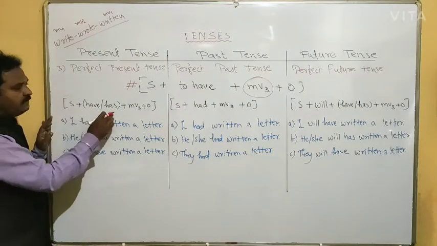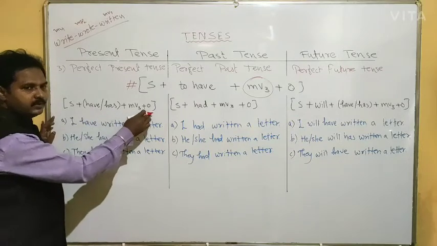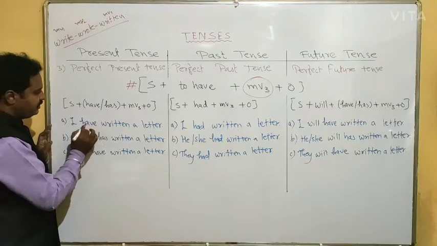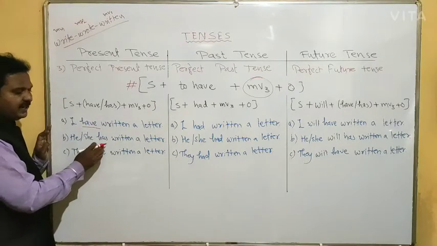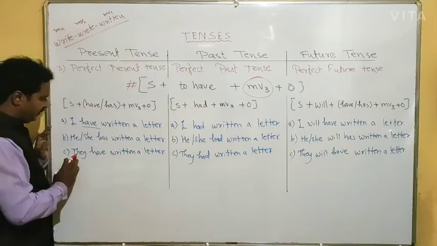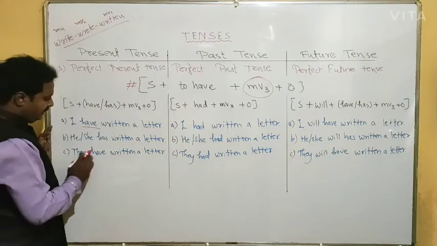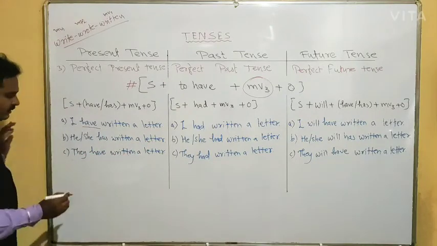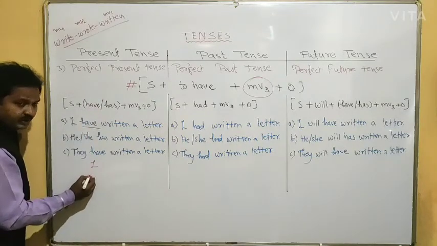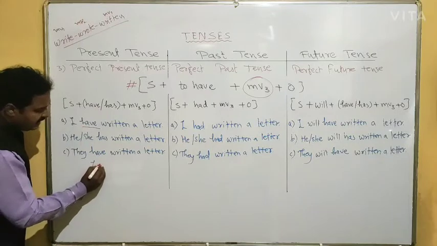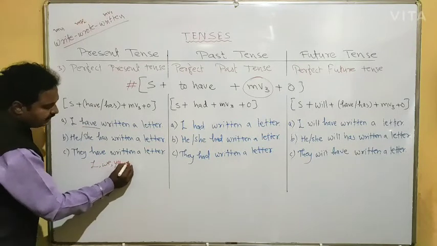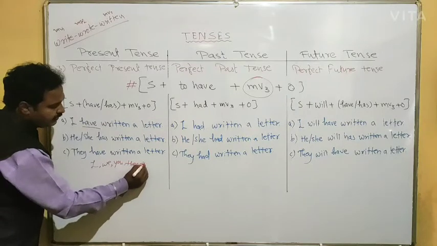Subject plus have or has plus MV3 plus O. Examples are, I have written a letter. Have is used here. Then he or she has is used here. He or she has written a letter, and they have written a letter. Listen, whenever we use have or has, we have to know that if there is I, we, you or they, then use have.